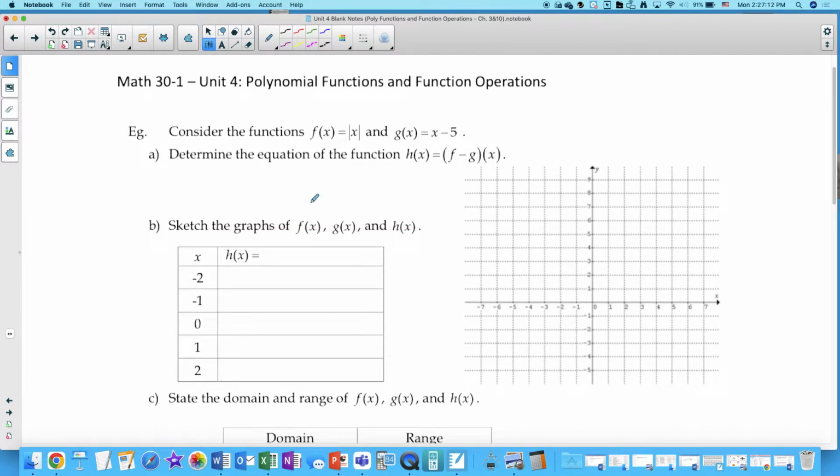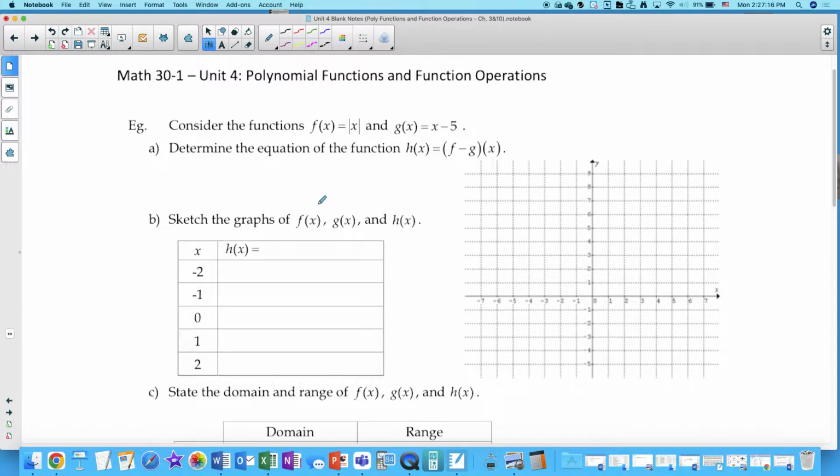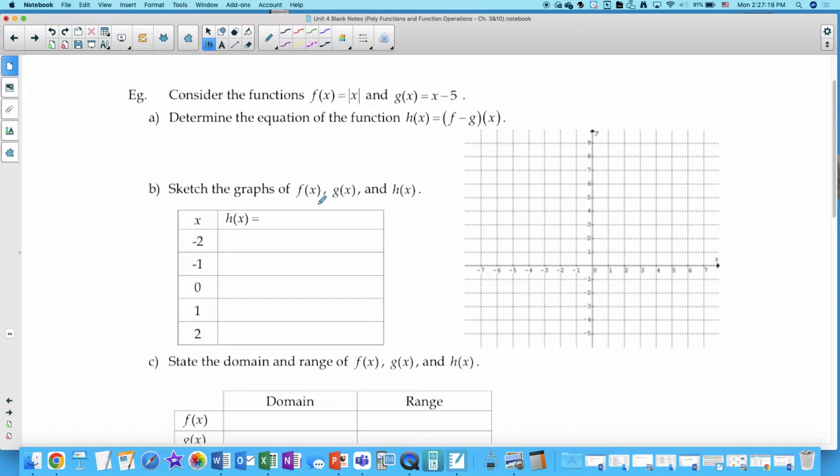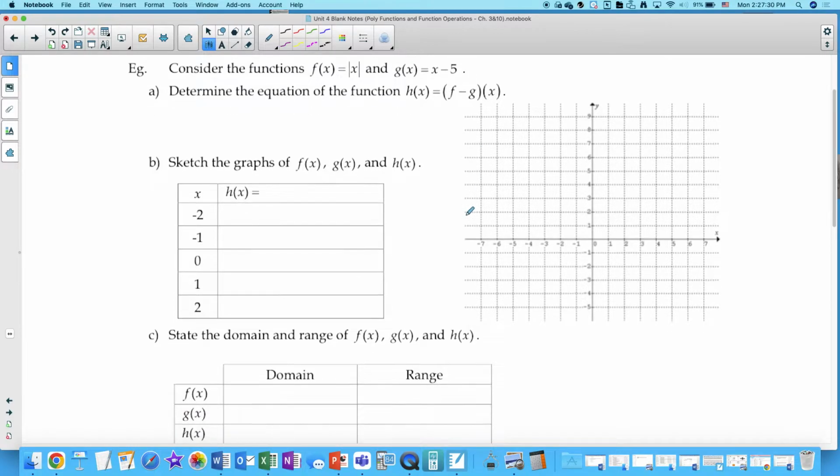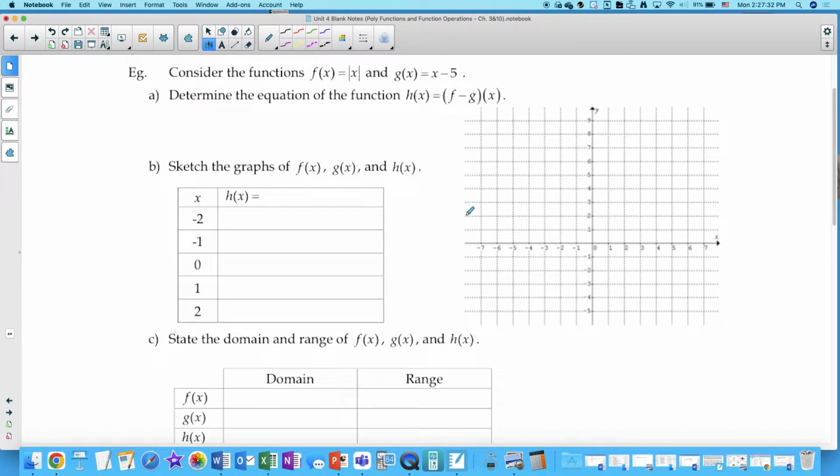We're going to do a difference of functions this time. So consider the functions f of x equals absolute value of x and g of x equals x minus 5. And now we're going to first determine an equation for the function h of x equals f minus g of x. So what would that equation be in terms of x? f minus g of x.